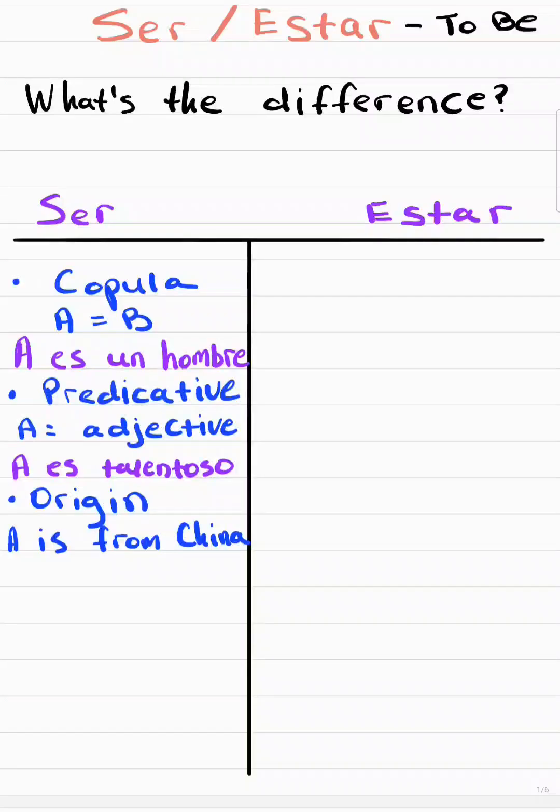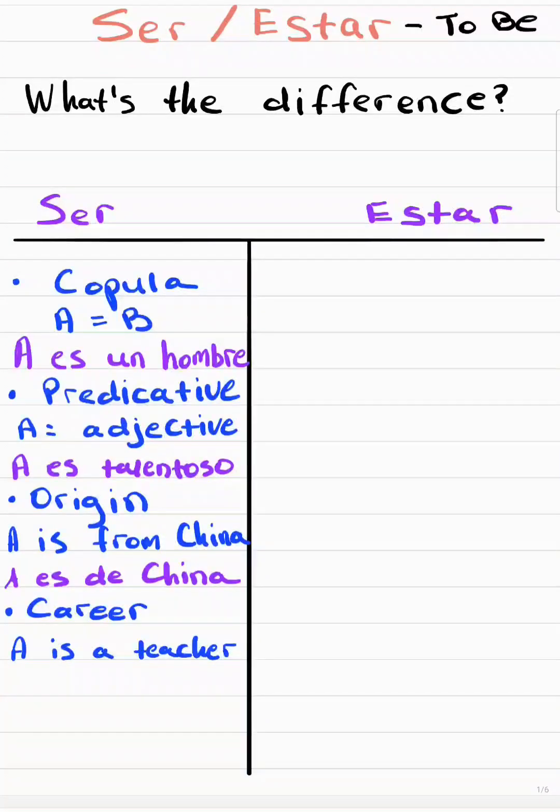Origin, somebody is from an area or from a group. We would say they're from with es or ser, right? That would be A es de China. And then we have career. So you are a teacher. A es maestro. So he is a teacher.